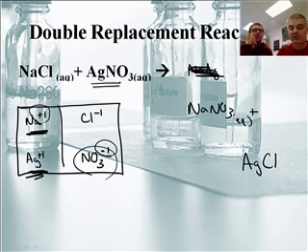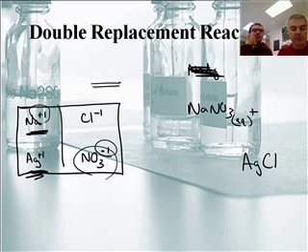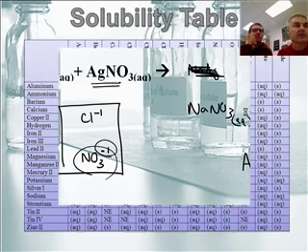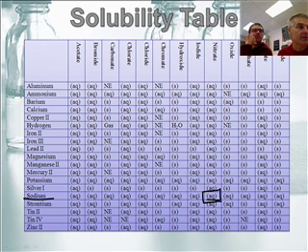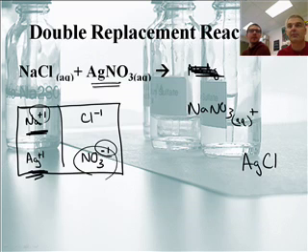Now I've got to have at least one S or it doesn't work, right? So I go back to my table. I'm going to find silver chloride. Here's silver 1, and then chloride is right here. So it's this box, and that looks like it's solid, an S. So does that meet our rules? It does. One of the products formed a solid, so the reaction occurs. And then we would go back and balance it.